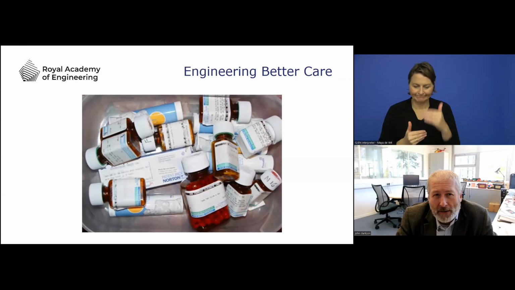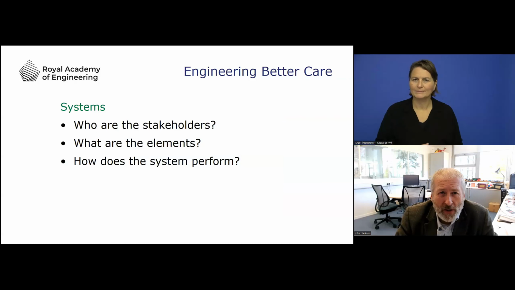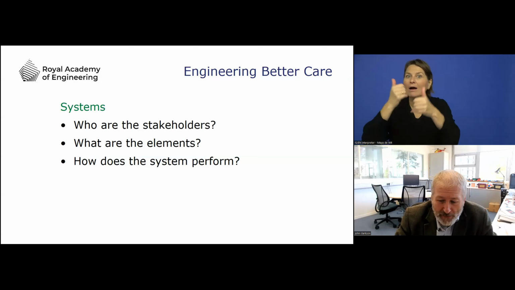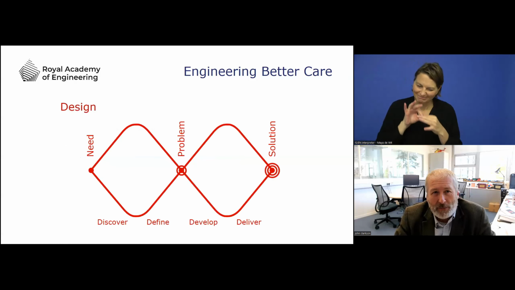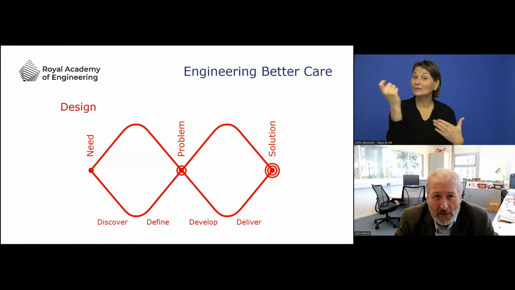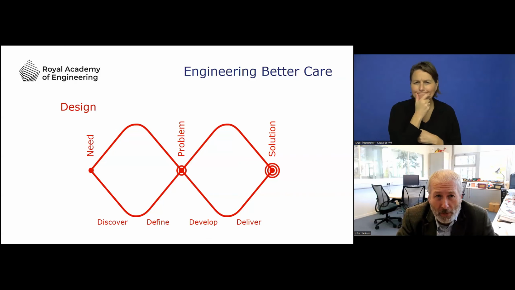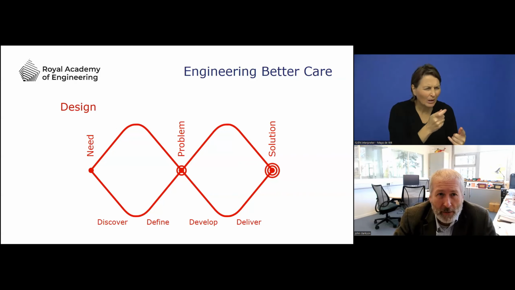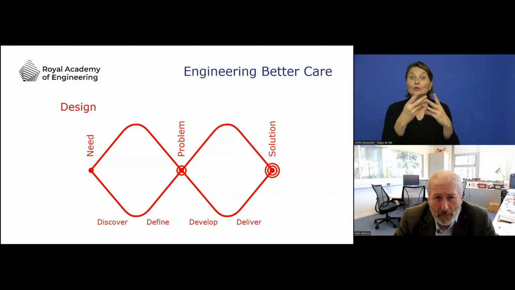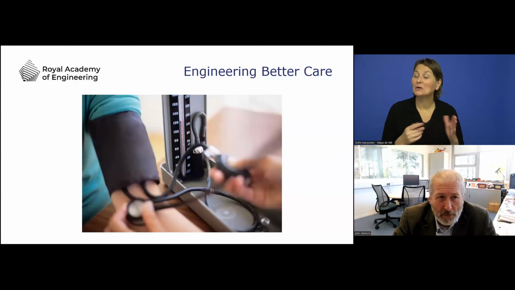So the questions that come out of this, well, who are the stakeholders? Who are the people who have an interest in making that work? What are the elements or parts of that system, and how does it perform? That's the systems view. From a design perspective, we're inspired by the double diamond model from the Design Council. And that interesting challenge of saying, how do we explore the need to define the problem before we then look for the best solution?